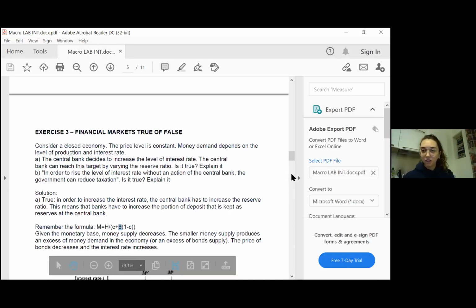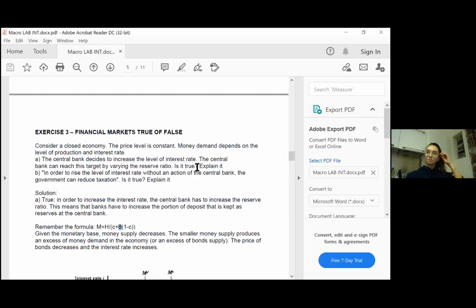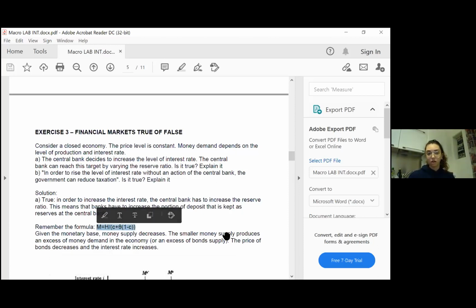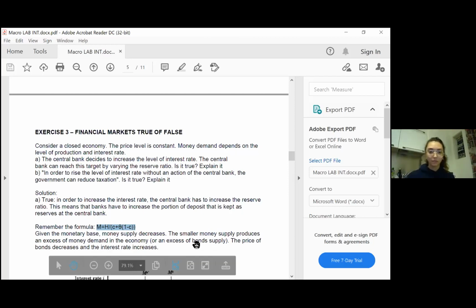But what is the link with the interest rate? It is simply a question of supply and demand. When the supply of bonds increases because the central bank is going to sell bonds, what is going to happen? The price of bonds will drop, and reversely, the interest rate will increase. So everything comes from this formula, the formula of the money supply.